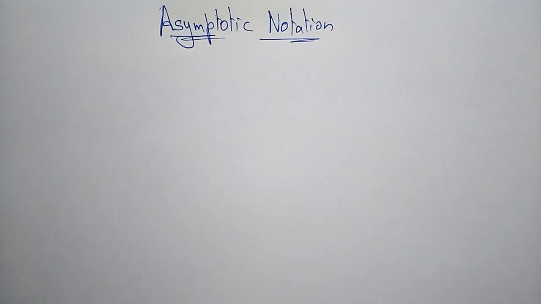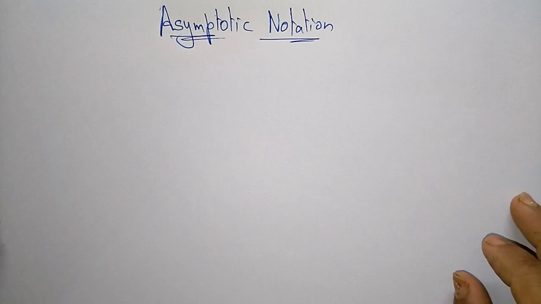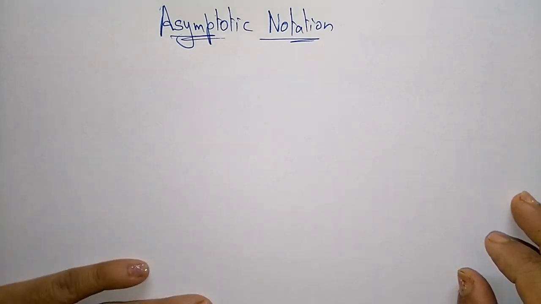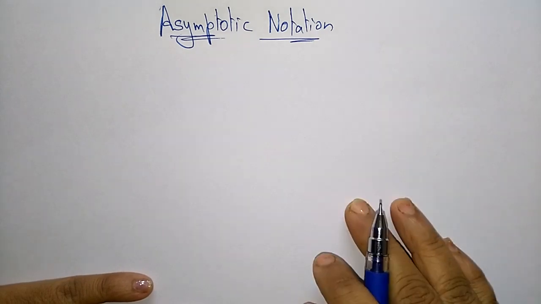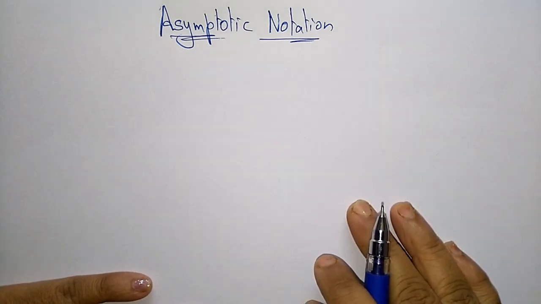Hi students, coming to the next topic in the subject design and analysis of algorithms, which is asymptotic notations. So what are these asymptotic notations? And why do we use these asymptotic notations in design and analysis of algorithms?